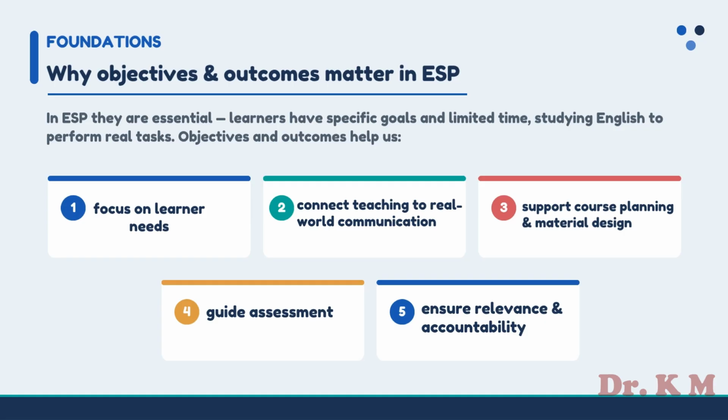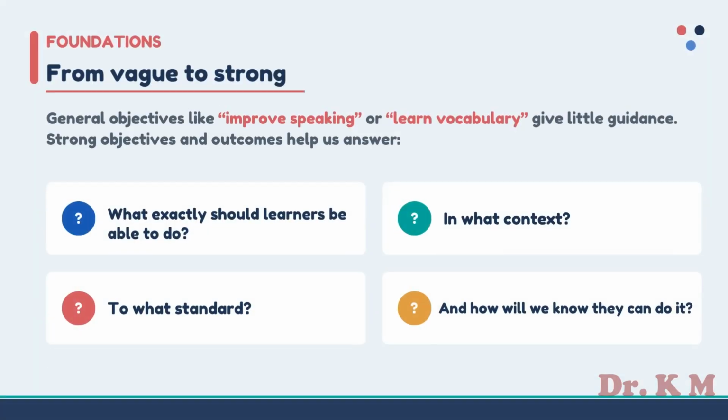In ESP, objectives and outcomes help us focus on learner needs, connect teaching to real-world communication, support course planning and material design, guide assessment, and ensure relevance and accountability. If our course objectives are too general, such as improve speaking or learn English vocabulary, they do not provide enough guidance for teaching or assessment. Strong objectives and outcomes help us answer: what exactly should learners be able to do? In what context? To what standard? And how will we know they can do it?